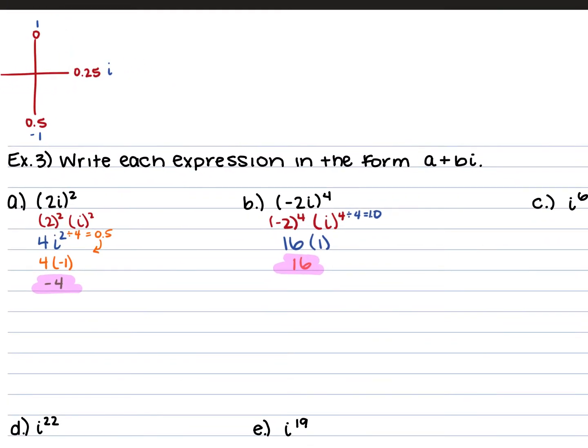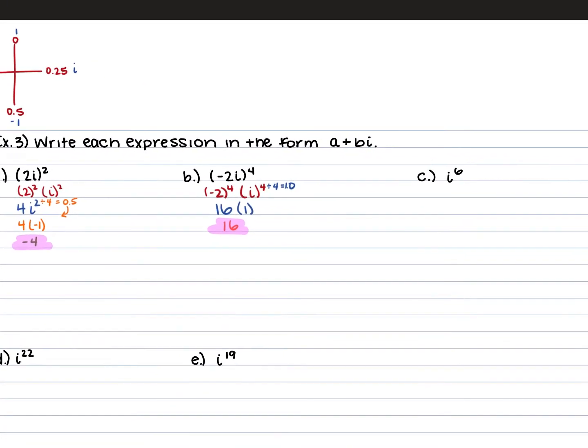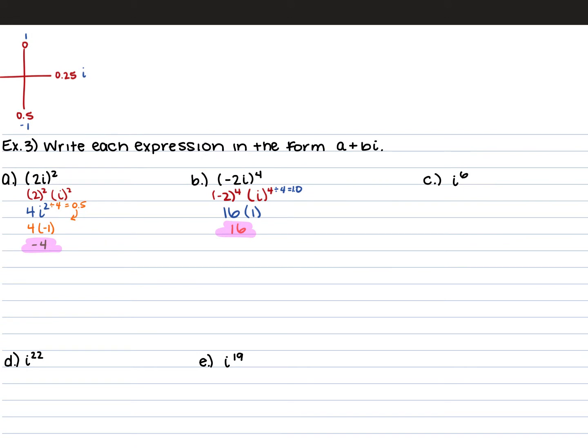For example C, we have i to the power of 6. So for this one, we're going to divide that 6 by 4. 4 goes into 6 one time with 2 left over, so 2 over 4 would be 0.5. That 0.5 on our little table gives us negative 1. So negative 1 is our answer for this.